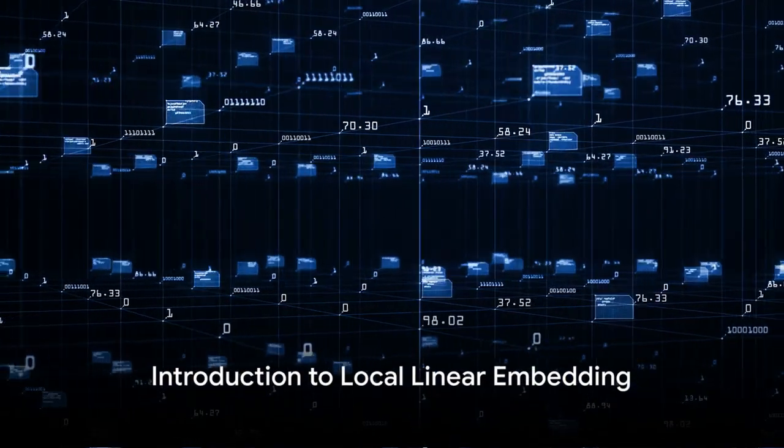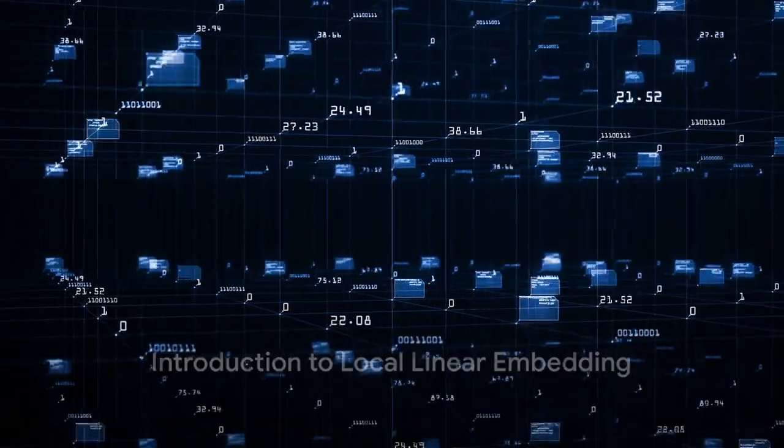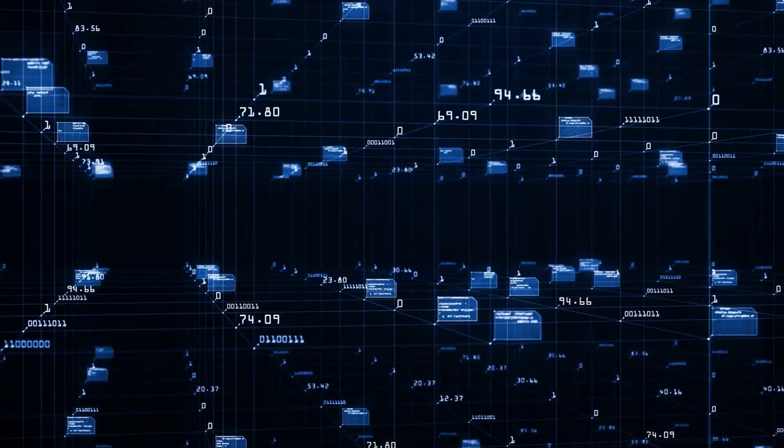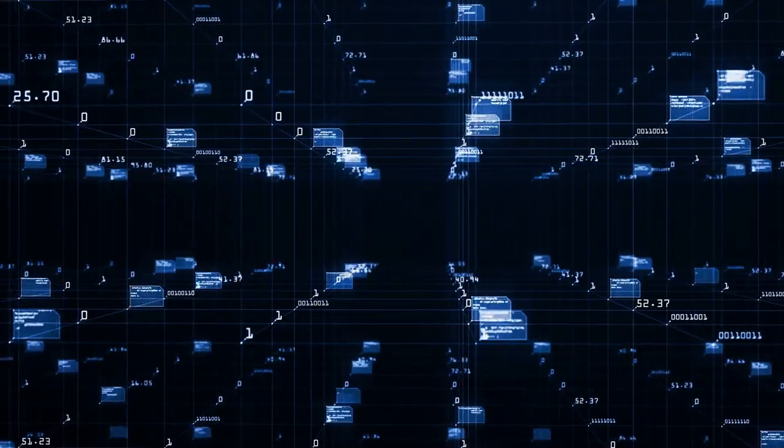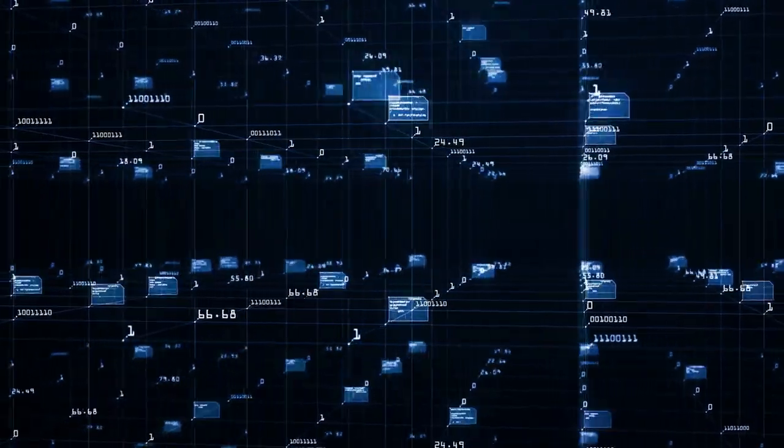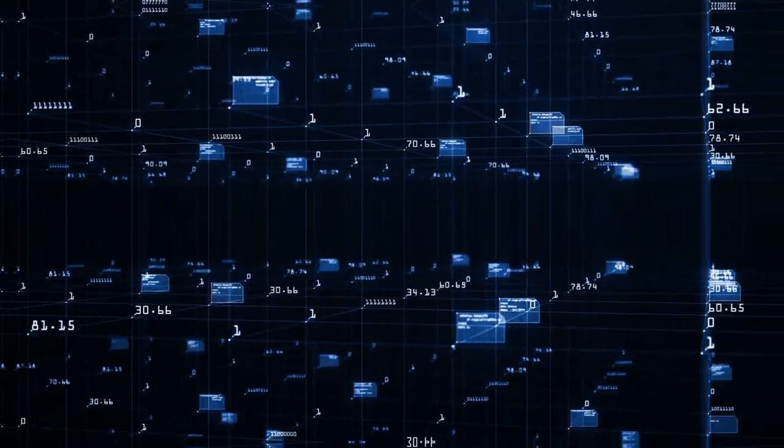Welcome to an intriguing journey into the world of machine learning. Today, a concept is in the spotlight: local linear embedding, or LLE for short. But what is LLE? Let's peel back the layers of this intriguing concept.